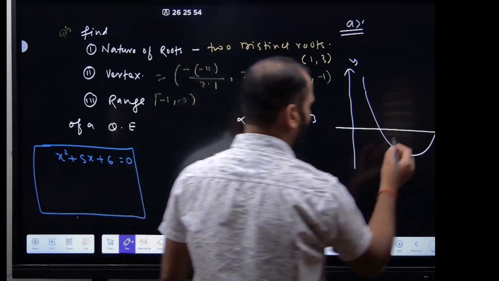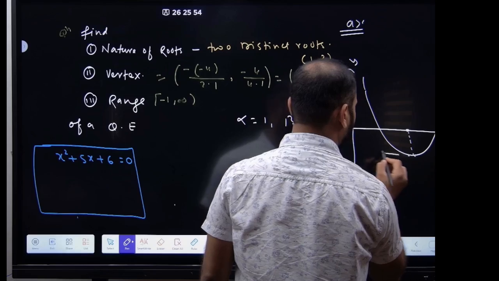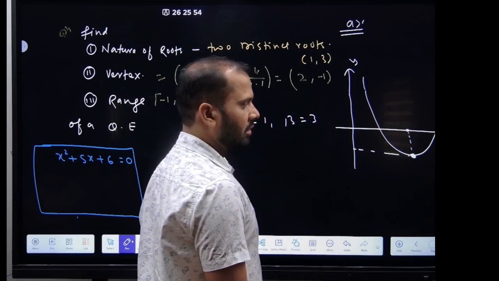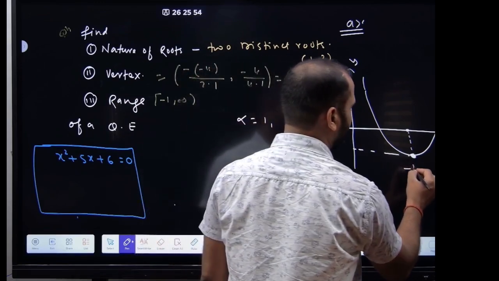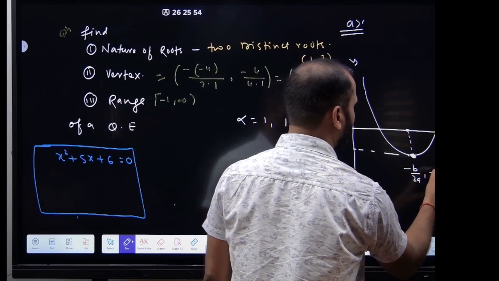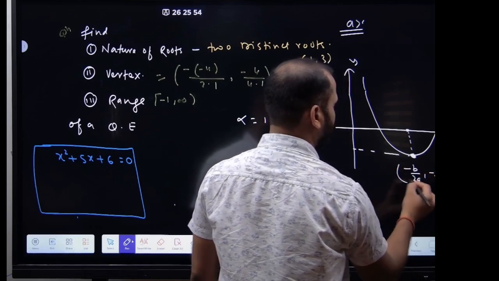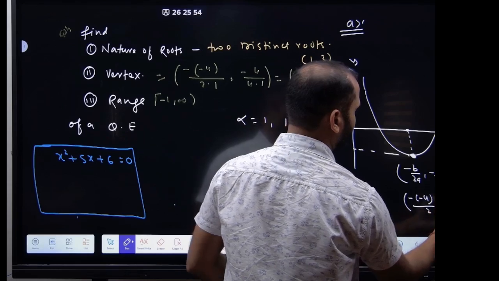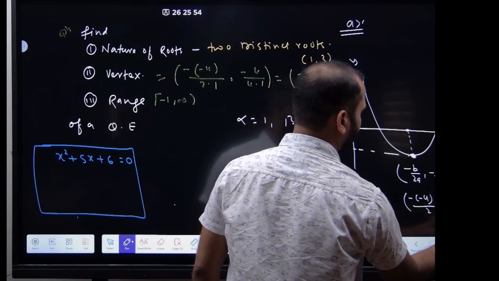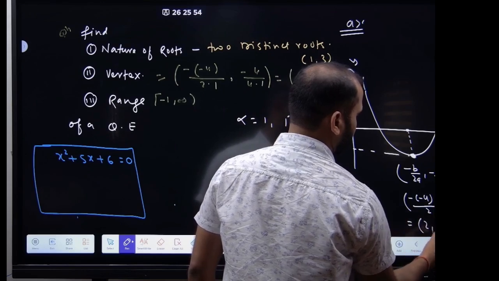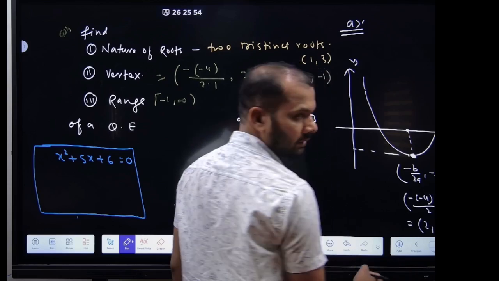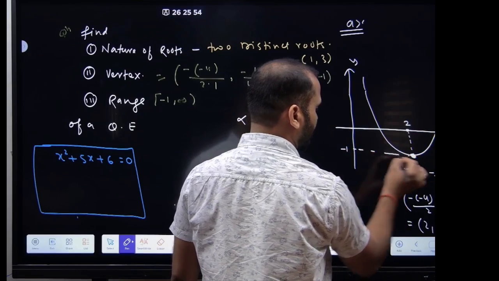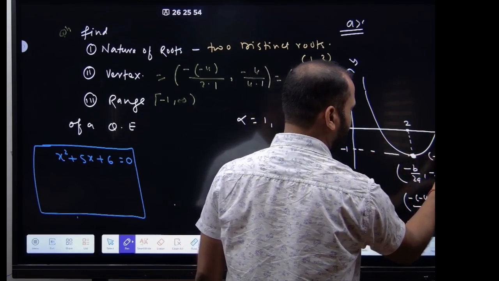So, if I draw this, this is the vertex, yes or no? What is the coordinate of that vertex? The coordinate of this vertex will be minus b by 2a comma minus d by 4a. Substitute this value: minus of minus 4 divided by 2 comma, 4 divided by 4 into 1. So this will be 2 comma minus 1, right? Meaning the x coordinate of that will be 2 and the y coordinate will be minus 1. Then only you can write minus 1 comma 2.